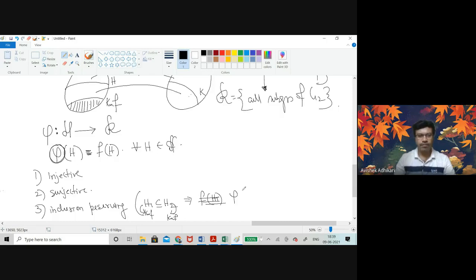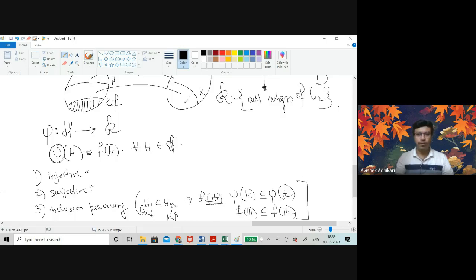That is, phi of H1 should be contained in phi of H2. So what is phi of H1? Just now we have seen that F of H1 is a subset of F of H2. Okay, these three things you need to prove.